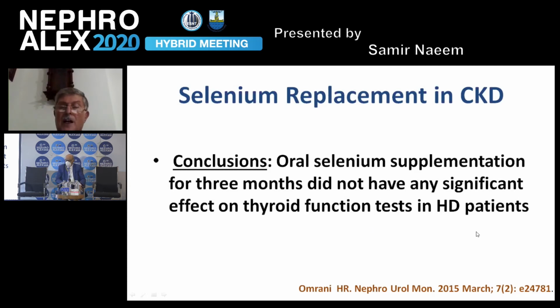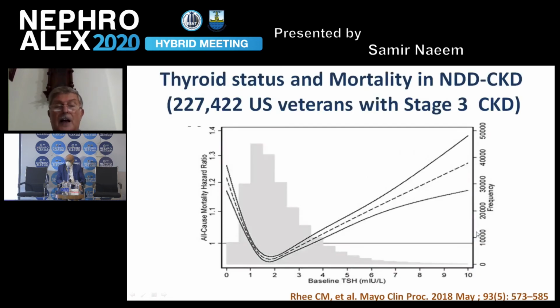in patients on hemodialysis. At the end, Mr. Chairman, ladies and gentlemen, I will end with this slide. And this shows the mortality in this big number, about 250,000 US veterans, patients with stage 3 chronic kidney disease. You can see that in non-dialysis dependent chronic kidney disease, the mortality is higher if you have high TSH, I mean hypothyroidism, or if you have low TSH. So this type of U curve is very important.